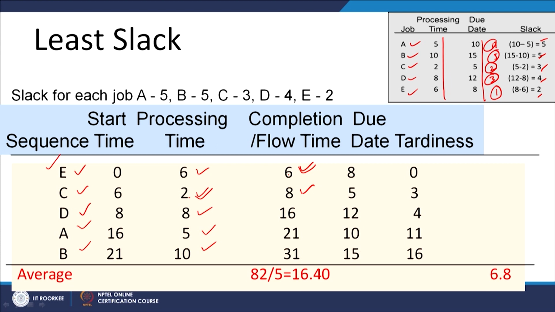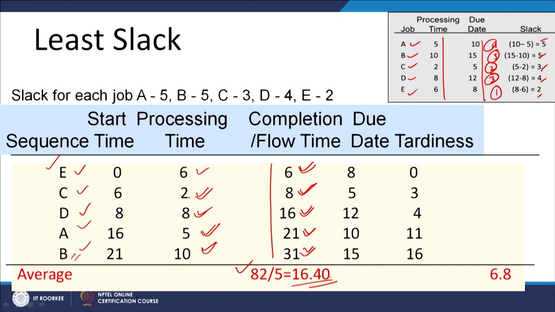Job D, after waiting of 8 days, is started and it is completed in 8 days. So, that flow time is 16. Then after waiting of 16 days, job A is started and it is completed in 5 days. So, the flow time becomes 21, and after waiting of 21 days, job B is started and it takes 10 days. So, that flow time is 31. So, here the sum of all these flow times comes out to 82, and the average flow time is 16.4. It is higher than what we observed in the case of the earliest due date.